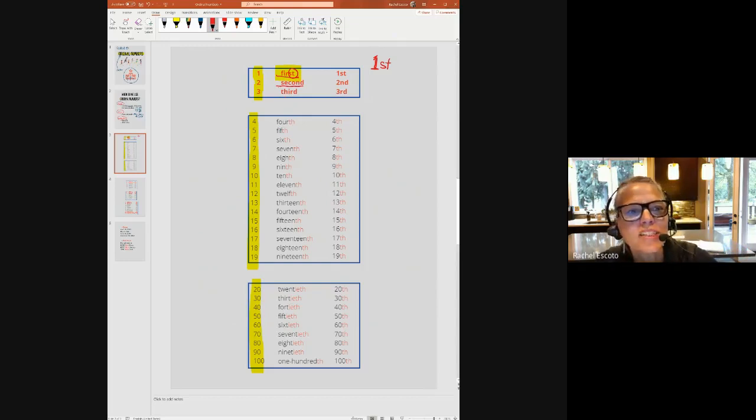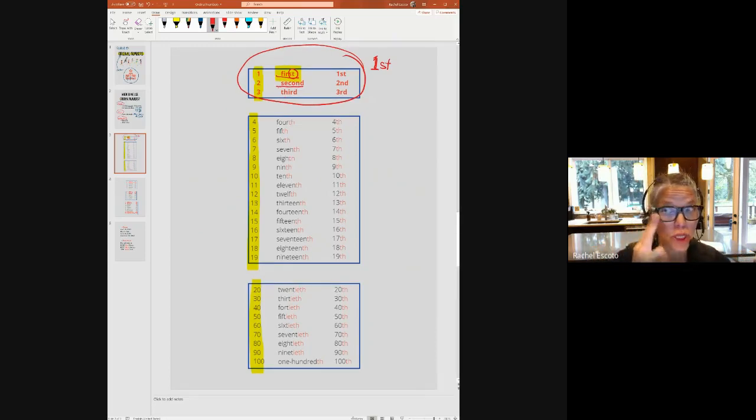Okay, now these 3, first, second, third, are alone because they're a little different. If you look at my list, everything else, except for 1, 2, and 3, gets TH. And yes, some are a little strange. For example, fifth, special pronunciation. And 12th is another one, also special. But everything else has a TH ending. So now when you see this on a piece of paper, you won't say 4th, you'll say fourth, right?